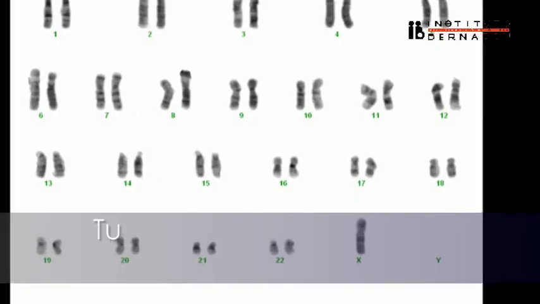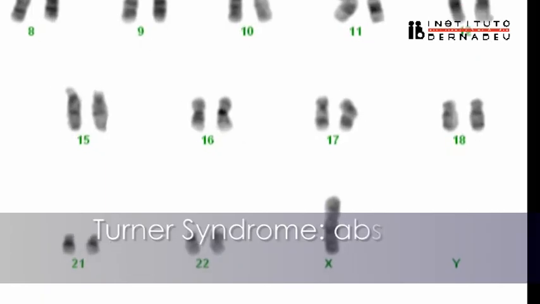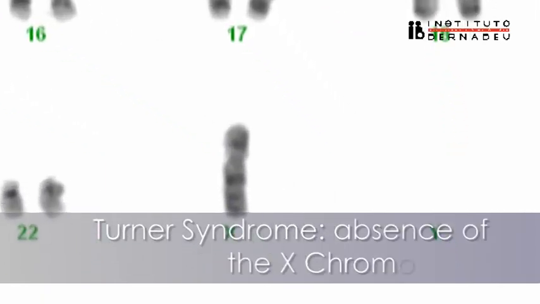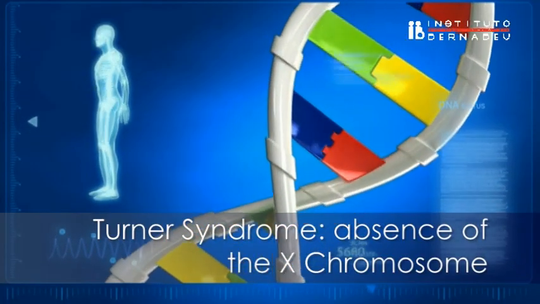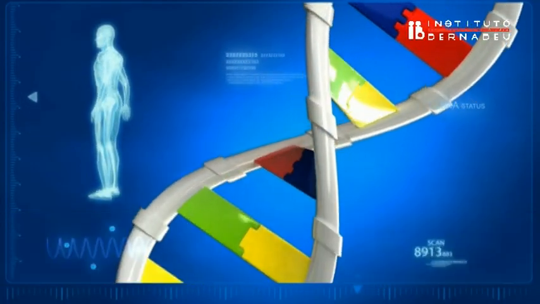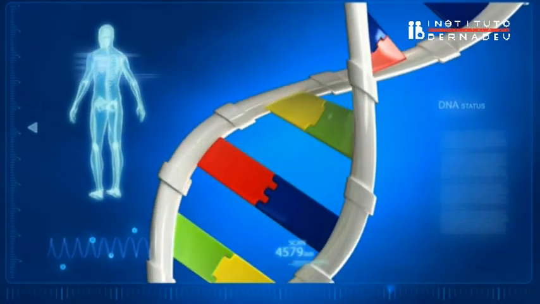On the other hand, women who suffer from Turner syndrome have only 1 X chromosome in their karyotype. The absence of 1 X chromosome causes underdeveloped sexual characteristics and consequently leads to infertility.